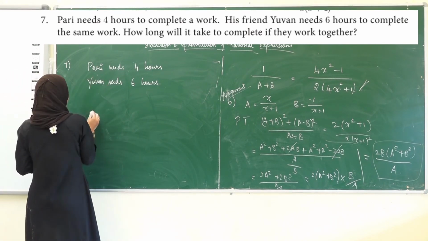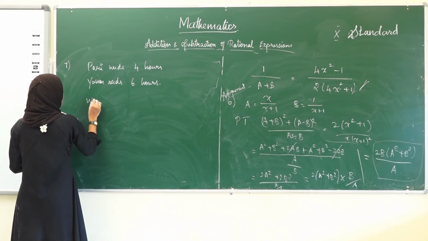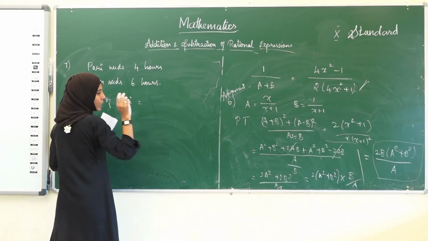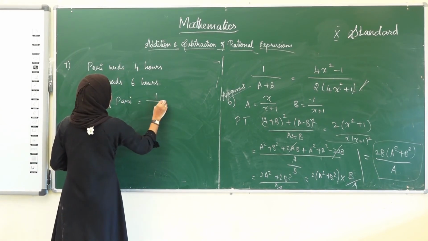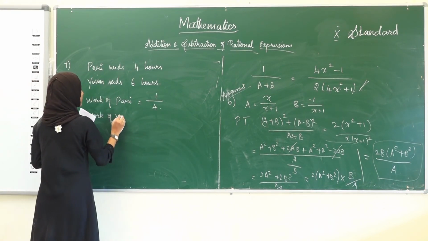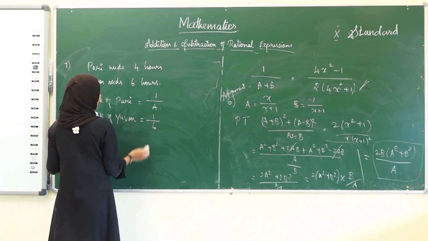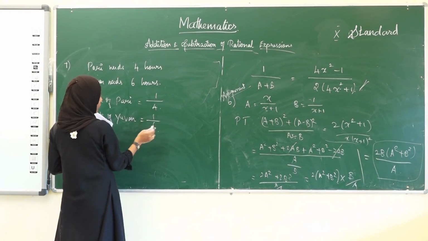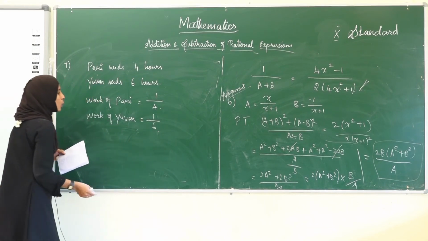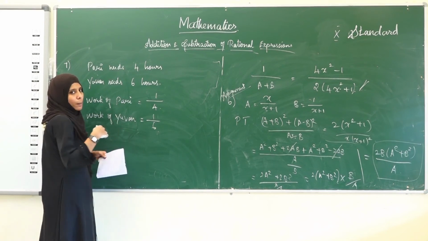Okay, Pari needs 4 hours to complete the work. Therefore, the work of Pari to complete a single work is 1 divided by 4. Okay, the work of Yuvan to complete the same single work is 1 by 6. They complete a single work, therefore 1 by 4 for Pari, and Yuvan is also completing the single work, therefore 1 by 6. Now we have to find the total work if they work together to complete the work.